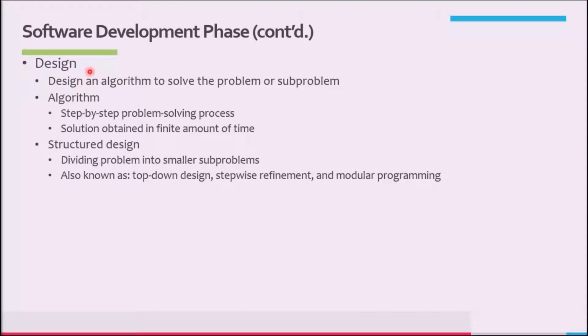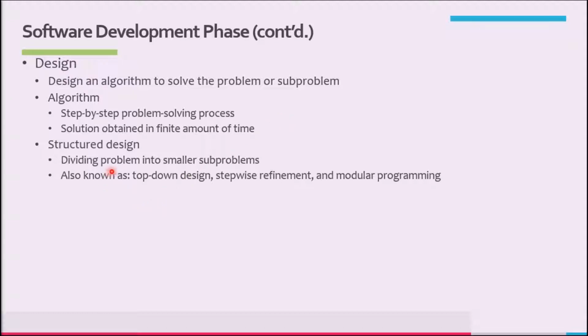The next phase is design. After you carefully analyze the problem, the next step is to design an algorithm to solve the problem. If you broke the problem into subproblems, you need to design an algorithm for each subproblem. An algorithm is a step-by-step problem-solving process in which a solution is arrived at in a finite amount of time.